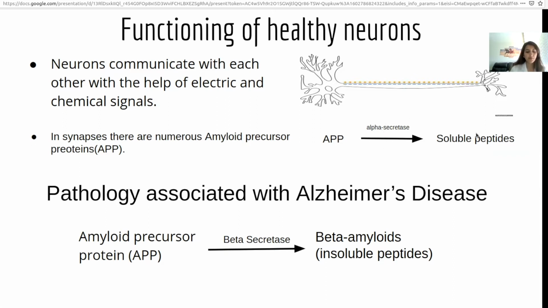the soluble peptides. These soluble peptides remain in the extracellular space and cause no problems. But the pathology of Alzheimer's disease is that the beta secretase causes the cleavage of the amyloid precursor protein into beta amyloids. These are insoluble peptides. These peptides get collected in the synaptic clefts, thereby preventing the transmission of the electrical and the chemical impulses. This results in the lack of communication between the neurons and neuronal death, which is associated with the memory deficit, language problems, and atrophy of the brain as a whole.